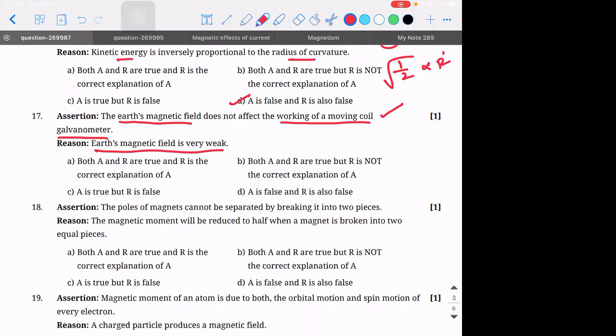But if you see the deflection, the torque that is being produced on the needle is only due to the current that is flowing. It is not due to the Earth's magnetic field. So this assertion is true. And why is it true? Because the Earth's magnetic field is very weak in nature. It doesn't have that strength to affect the sensitivity of a galvanometer. So the answer is both are true, and R is the right explanation for A.